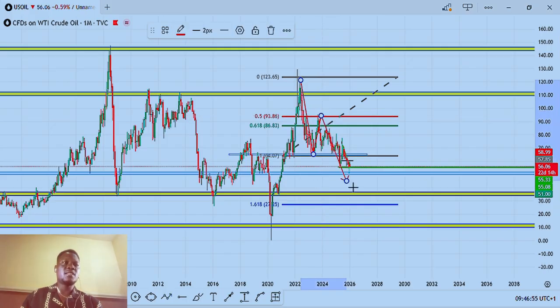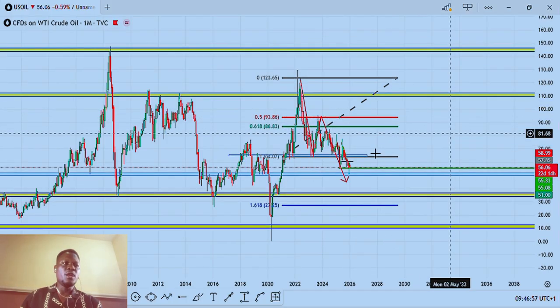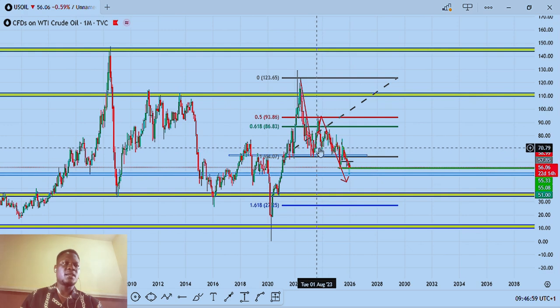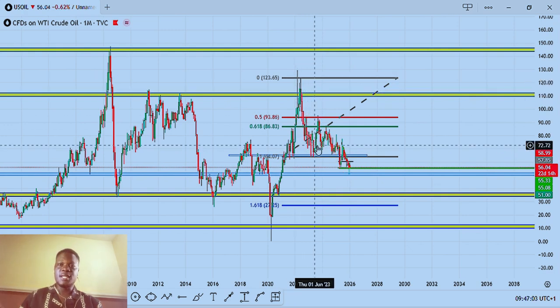And when using this Fibonacci retracement, the first impulse move always tends to make equal distance with the second impulse move. The first impulse move always tends to make equal distance with the second impulse move.